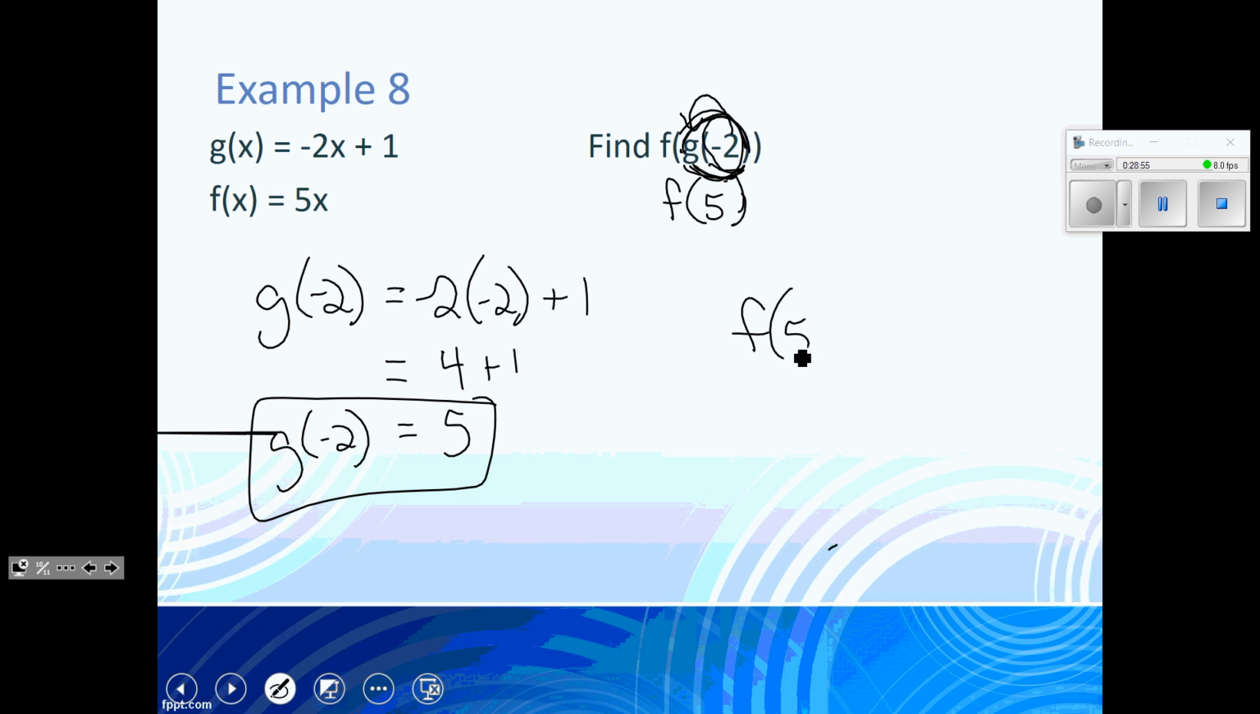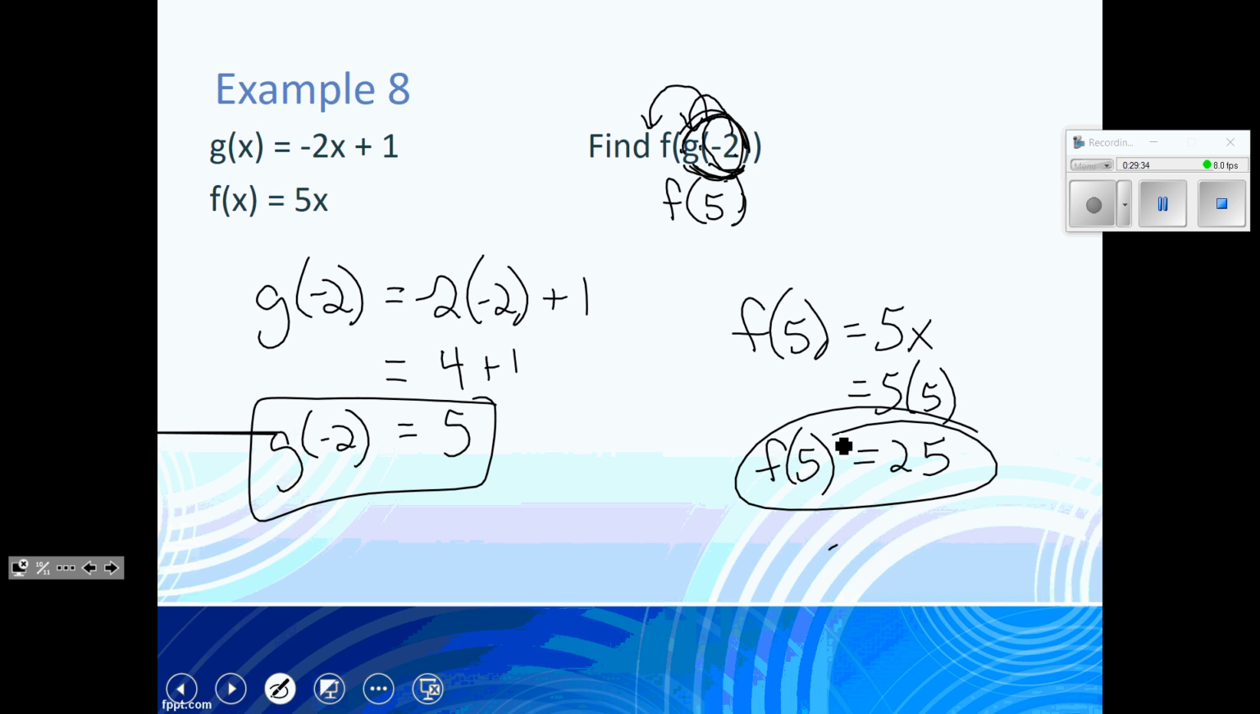So f of 5 is equal to 5x. So when I plug in a 5, that's going to be equal to 25. So we started with the very inside. We took negative 2 and plugged it into g. Got an answer. Then we took that answer and plugged it into f, the outside. Kind of reminds me of a domino effect. You start with one and then it touches the other and then it goes to the outside. So you started here and it goes to g, you get an answer, and then it goes to the f and you get your final answer.